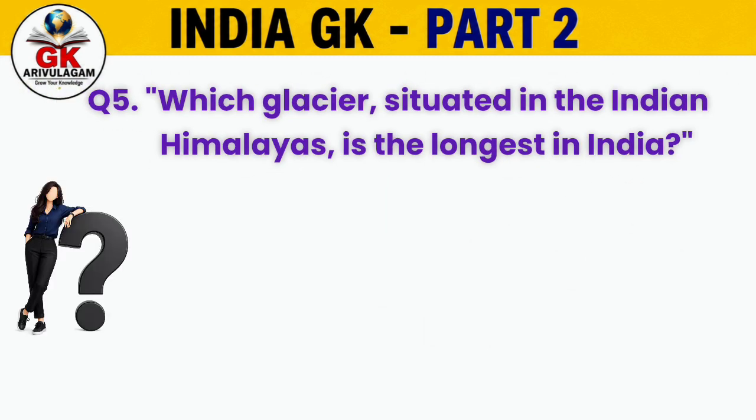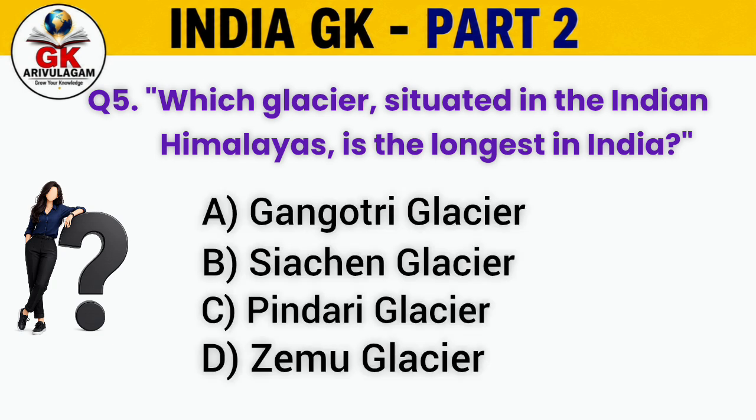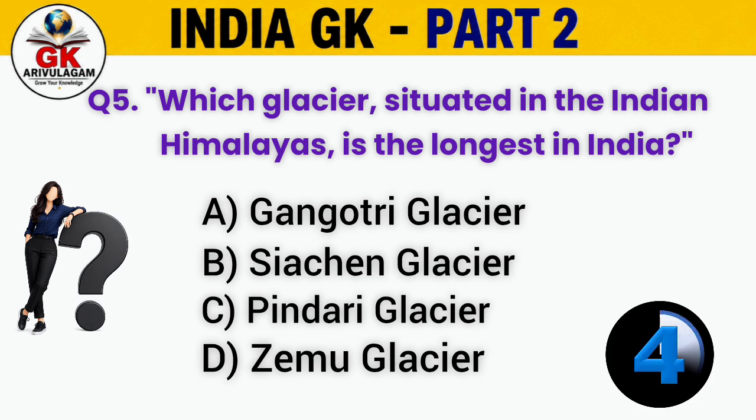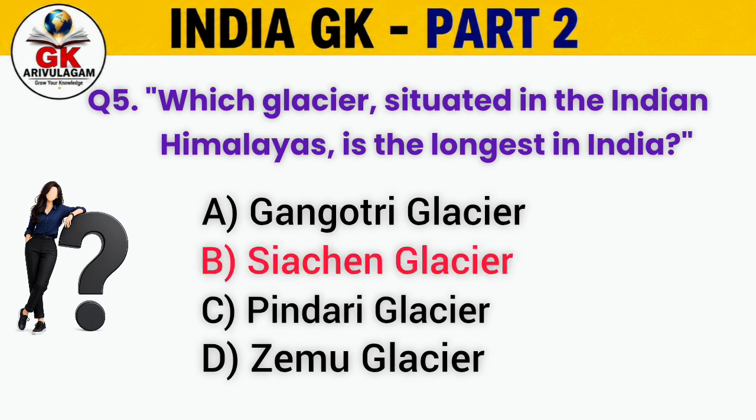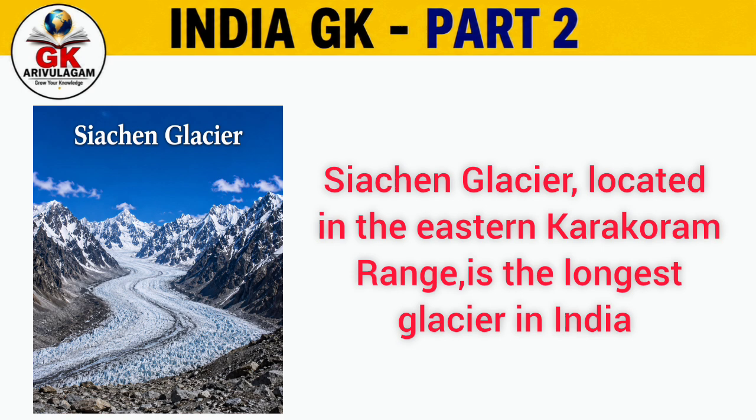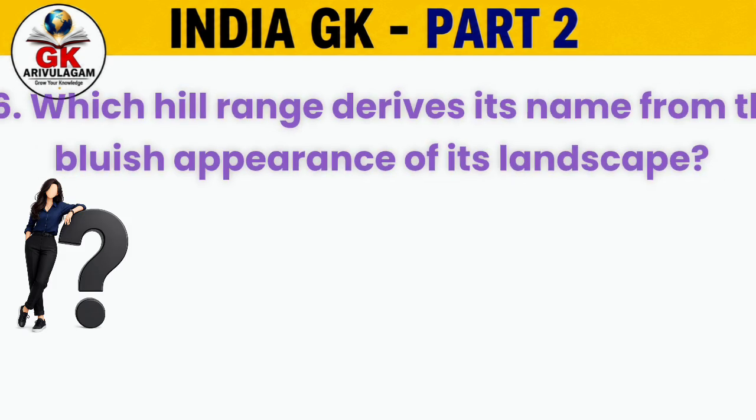Which glacier situated in the Indian Himalayas is the longest in India? Answer: Siachen Glacier. Siachen Glacier, situated in the eastern Karakoram Range, is the longest glacier in India.